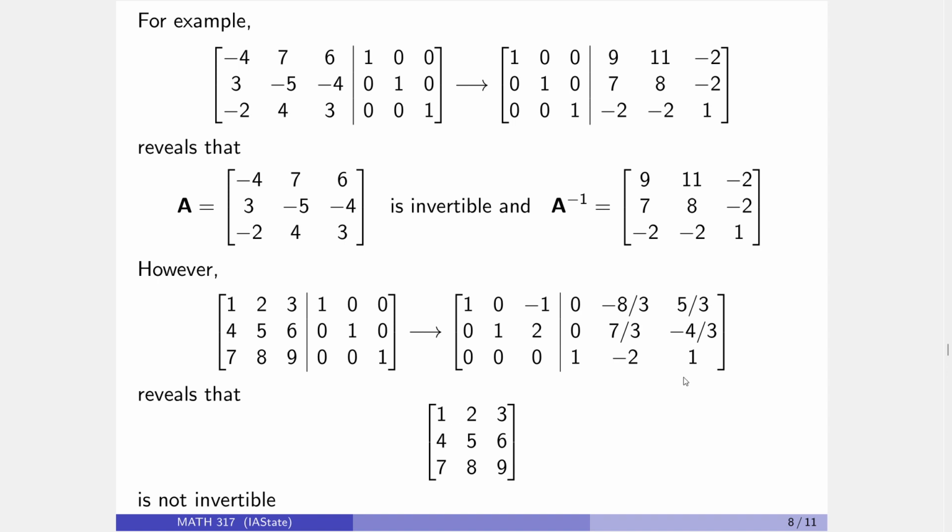Which we already knew, this matrix wasn't invertible, because we know those vectors, the columns of that matrix, fail to be linearly independent. Which we note is one of the many necessary and sufficient conditions for a matrix to be invertible.